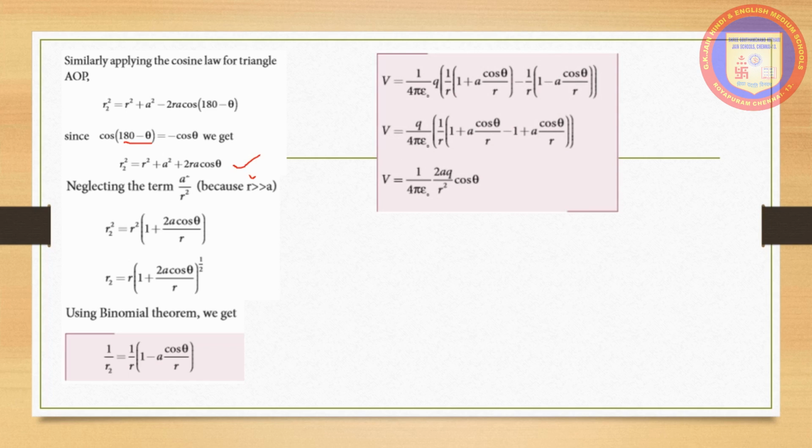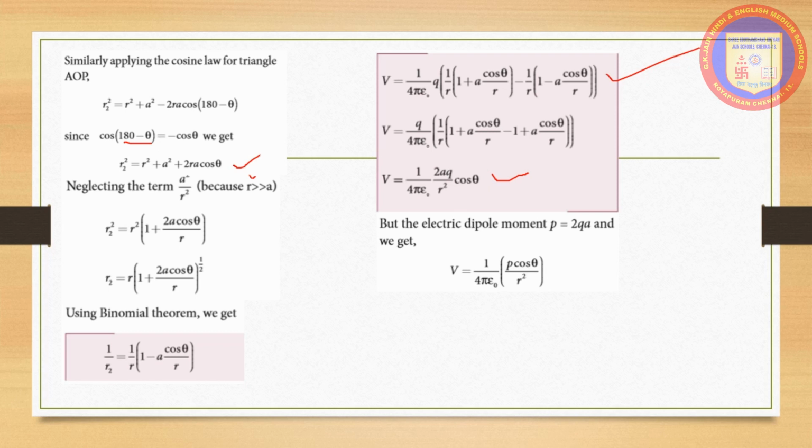So the total potential will be V is equal to Q by 4 pi epsilon naught into 1 by R into 1 plus A cos theta by R, minus 1 by R into 1 minus A cos theta by R. When we take the negative sign inside for the second term, the 1 and minus 1 get cancelled. So V is equal to 1 by 4 pi epsilon naught into 2AQ divided by R square into cos theta. But the electric dipole moment P is equal to 2QA, and we get V is equal to 1 by 4 pi epsilon naught into P cos theta divided by R square.